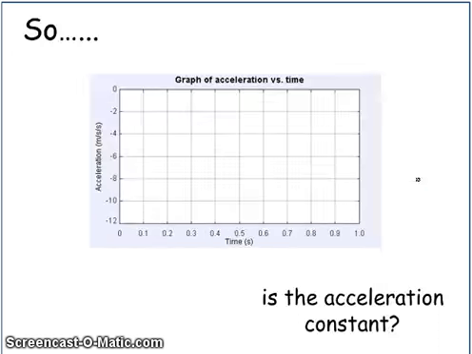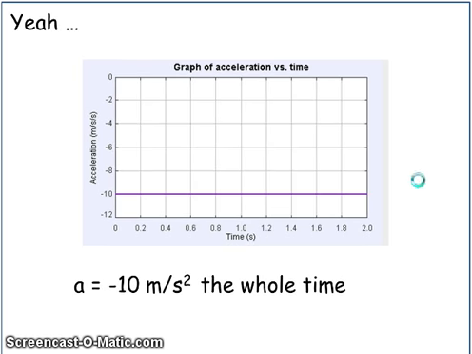Alright, how about the acceleration? When this guy's jumping, or anything you throw up, when it comes back down, is the acceleration constant? Does it stay the same? Well, you bet. Negative 10 meters per second squared the whole time. That's what this graph shows, this little blue line right here. As time goes by, the acceleration stayed negative 10.